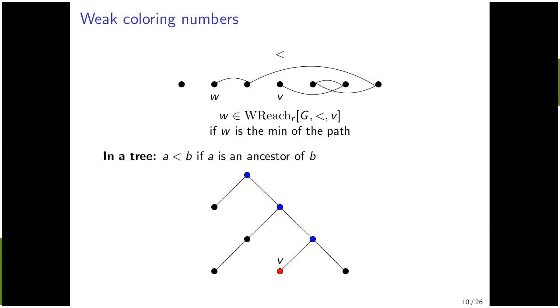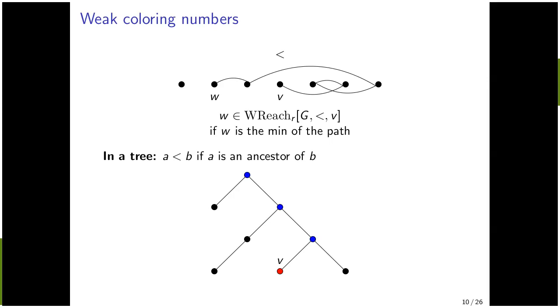if we take a total ordering such that A is smaller than B if A is an ancestor of B, I suppose that my tree is rooted, so there is a notion of ancestor and children, etc. So A is smaller than B if A is an ancestor of B. So of course, this is not a linear ordering, but we can take any linear extension and it will work.